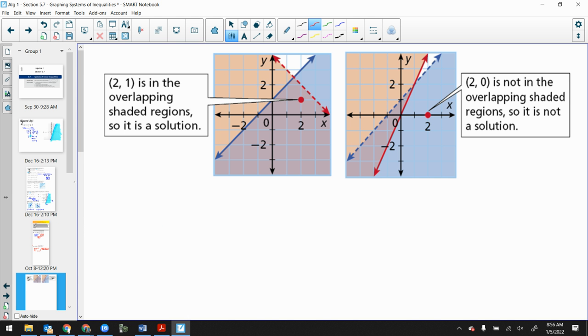So let me show you 2 examples of a system of inequalities. Yes, you're going to have overlapping shaded regions. That's what you're looking for. Overlapping shaded regions. Take a look at the one on the left side. Again, you don't have this on your paper.